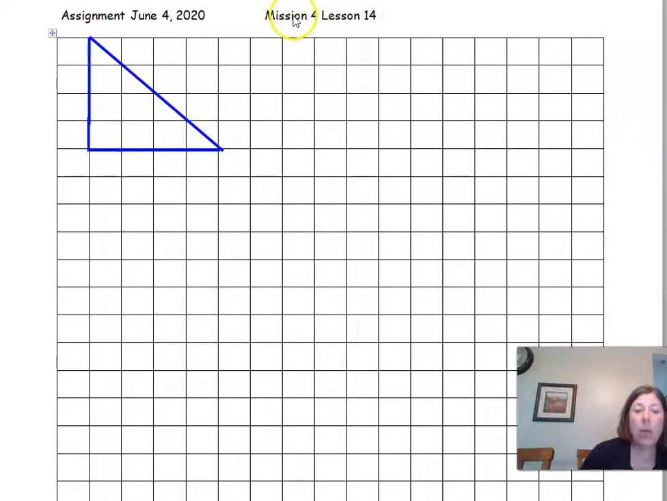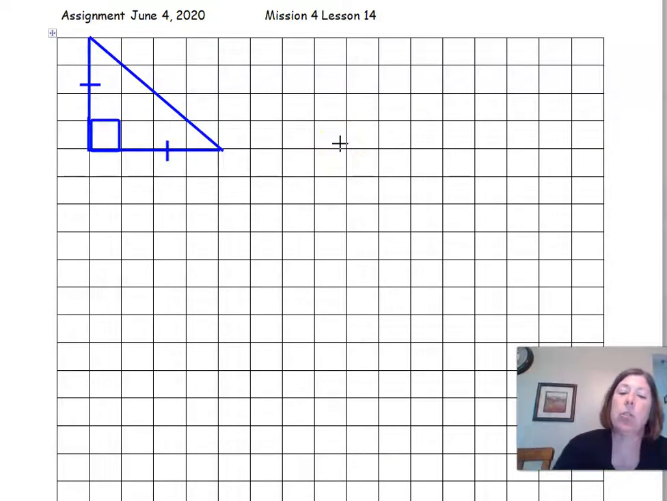Now, what I want you to do is put that square representing that you know that that is a right triangle. And I also want you to put the line here and the line here to show that you know that those two sides are the same. So now your next example is obtuse scalene.